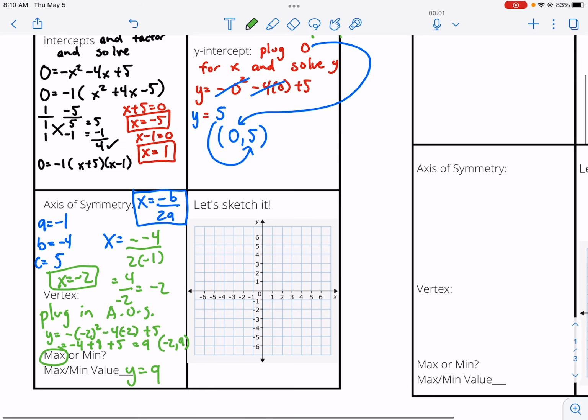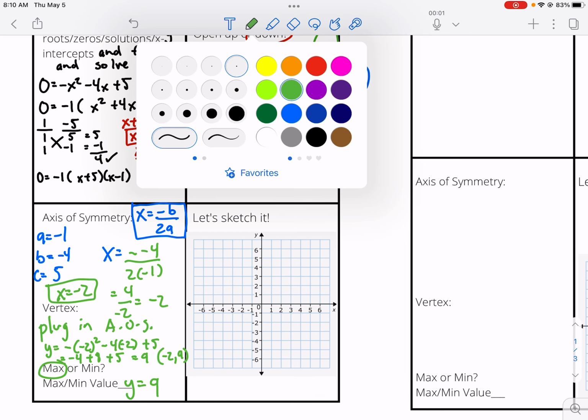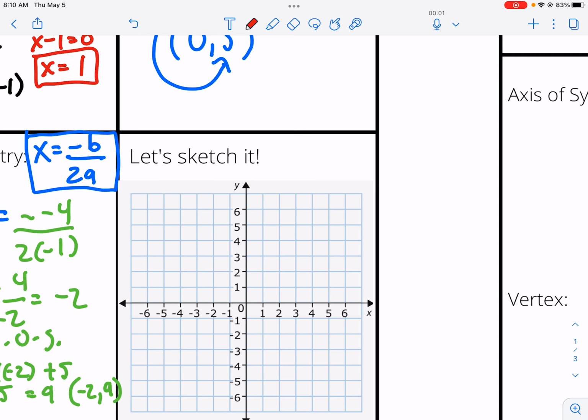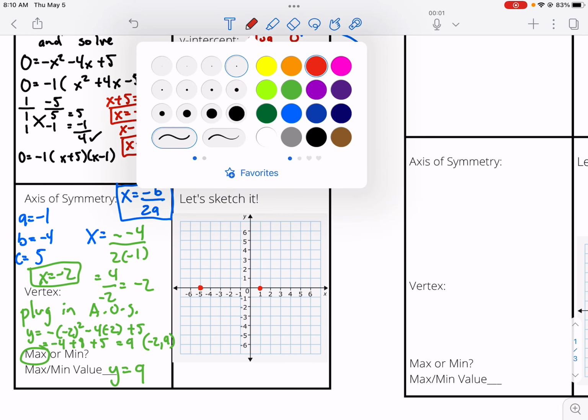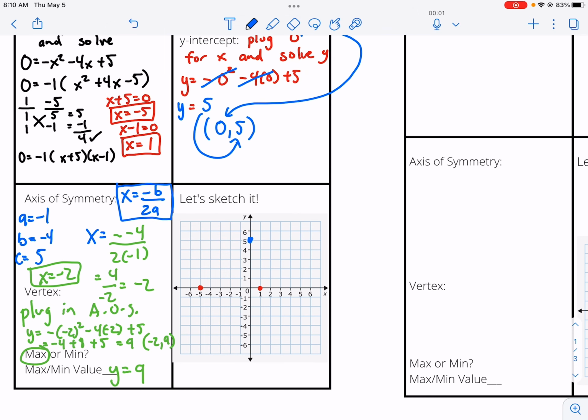Alright, so we have all the pieces. Let's graph it together. So let's start off with the roots. So first root at negative 5 and at 1. We have the y-intercept at 0, 5. And then we have the axis of symmetry at x equals negative 2. And our vertex is up here, 7, 8, 9, right here. Negative 2, 9. Once you have 4 points on your quadratic, you can graph and connect the lines.